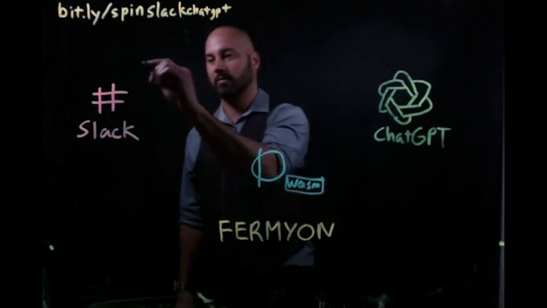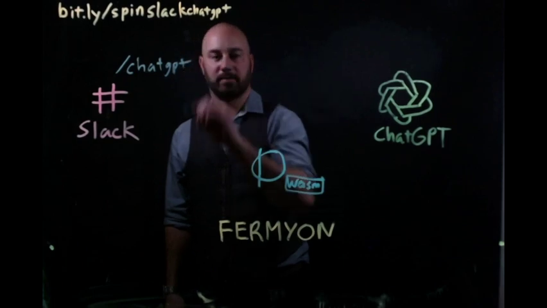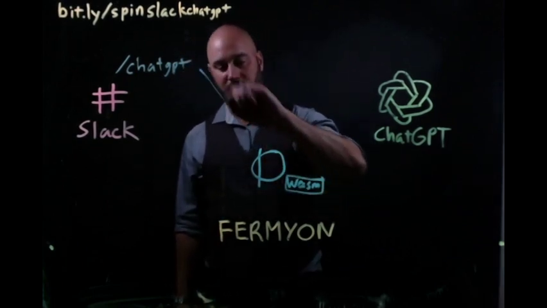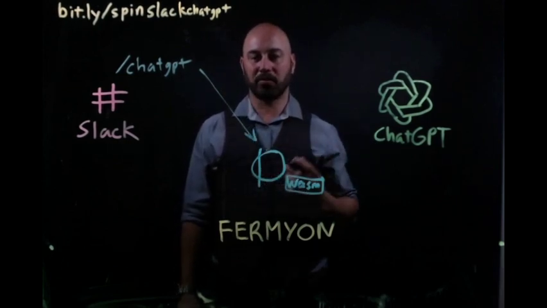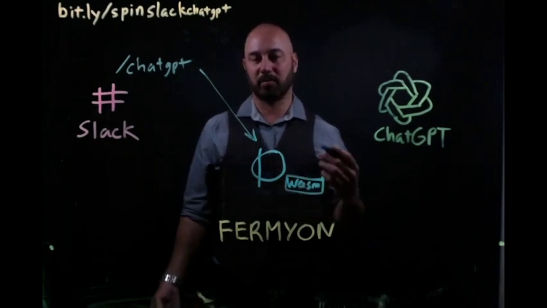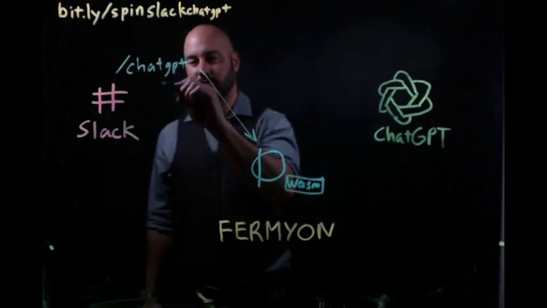In this instance, slash ChatGPT, and the endpoint to which we'll be calling out to, the Spin app. We also need to authenticate that the request is coming from the appropriate Slack app. Slack provides multiple ways to do this, but today we'll use the simplest, a Slack token.